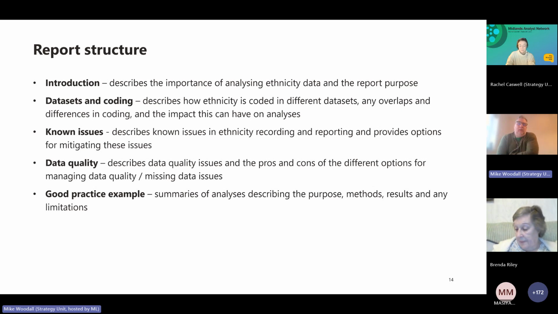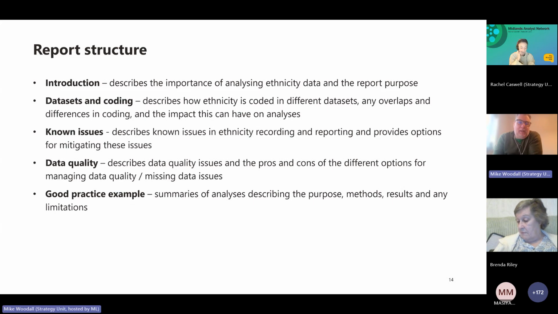So making sure that we're providing useful insight for people in terms of the impact of different coding methods, how they might be mitigated, and some of the other elements. We want to identify known issues, things that people are coming up against time and time again. We want to describe those issues in ethnicity reporting and recording, and provide options for mitigating those things.